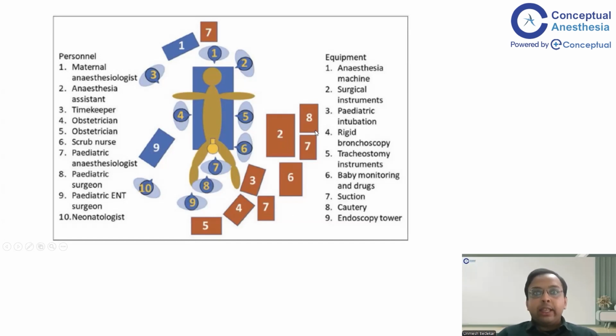What all equipment is needed? At 1, there is anesthesia equipment for the mother. Surgical equipment is behind the surgeons here. Pediatric intubation equipment is here with the pediatric anesthesiologist. A rigid bronchoscope is kept just in case you need to tackle a difficult airway. Tracheostomy instruments are also in place. Then monitoring of the baby and drugs needed for the baby are here. Suction, cautery and endoscopic tower. So this gives you a glimpse of how many people are involved in doing a successful exit procedure and the ergonomics of all these people involved here.